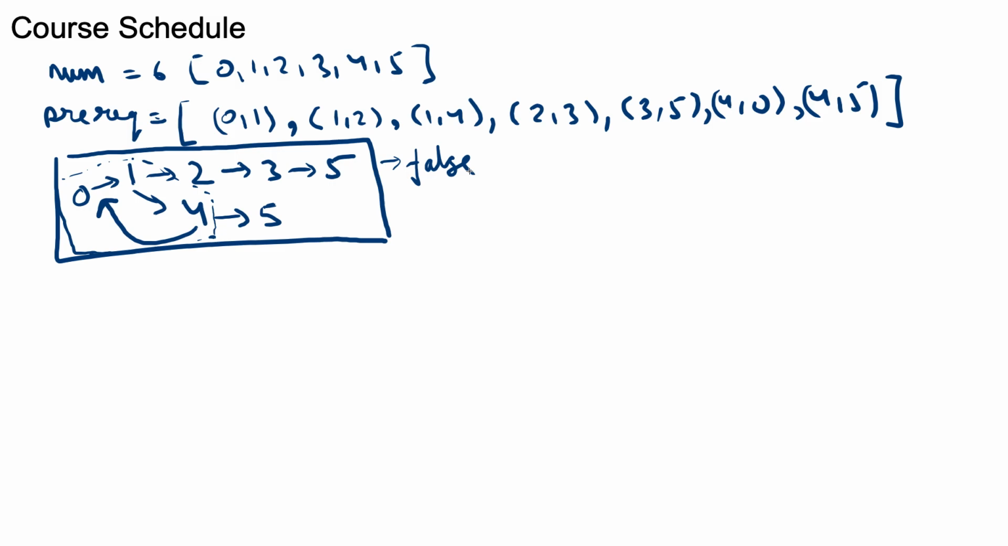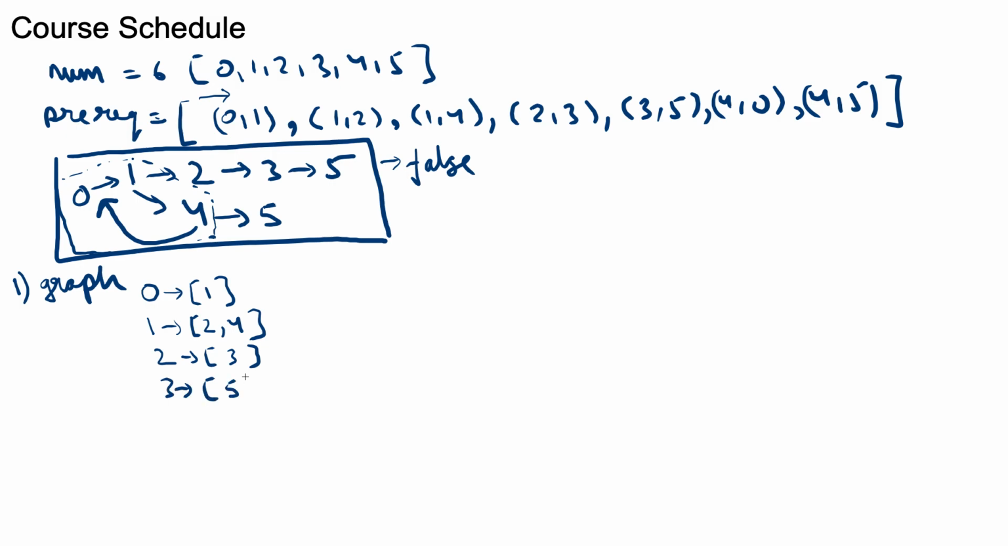Now let us follow the same computation process, the two-step process which we saw in the last example. First is the graph creation. So here we will simply iterate through this array and convert this into a map. So our 0 will be the key and then the value will be 1. Then we have 1 as the key and 2 and 4 as the value. Then we have 2 dependent on 3, then we have 3 dependent on 5, then we have 4 dependent on 0 and 5.